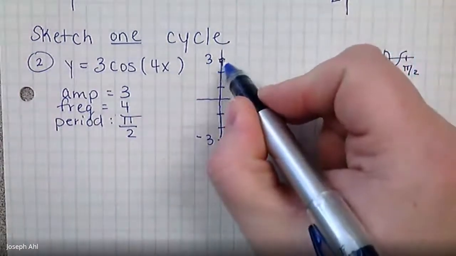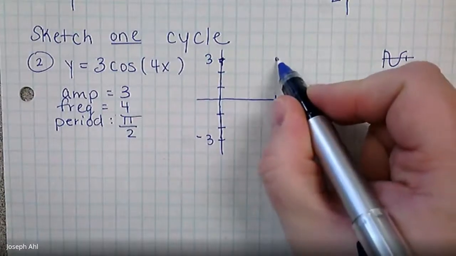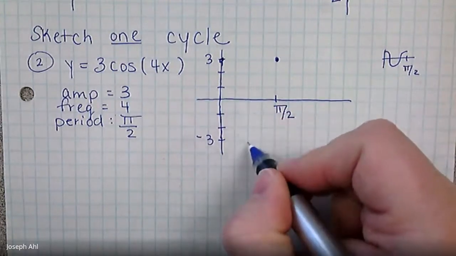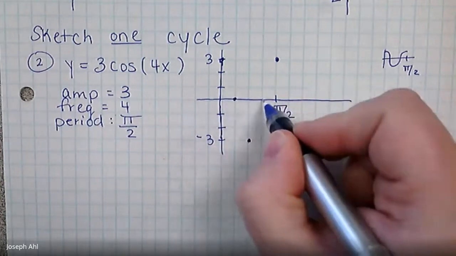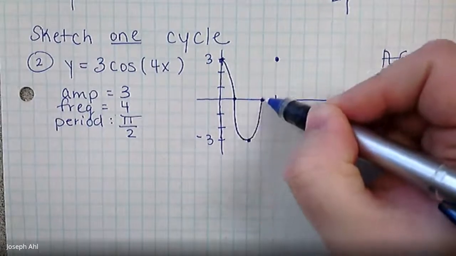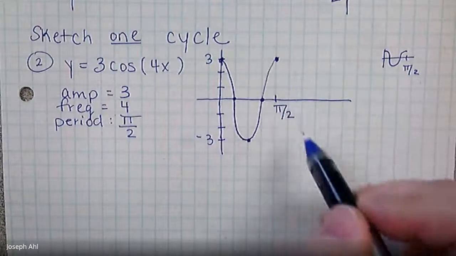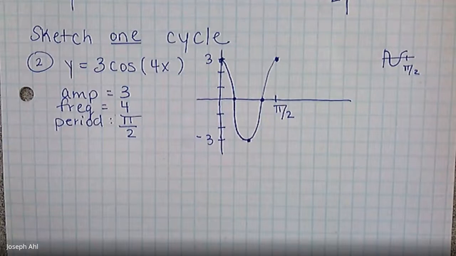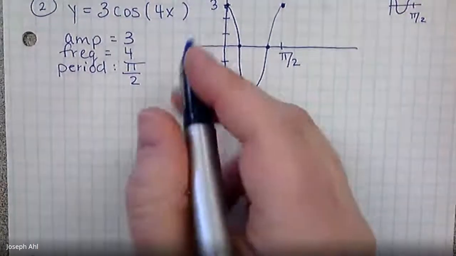But cosine starts at its max value of the amplitude. By the time you complete one cycle at pi over 2, it will also be at a max height of 3. In the middle of its cycle, it's down here at -3. And then between the start and the middle, and then the middle and the end, you're going to hit 0. So here's what one cycle of this graph would look like. Now, again, if I had extended this all the way to 2 pi, that would happen another 3 times to complete 4 cycles by the time you get to 2 pi. If I only am concerned about sketching one cycle, this is exactly what I would want to see.